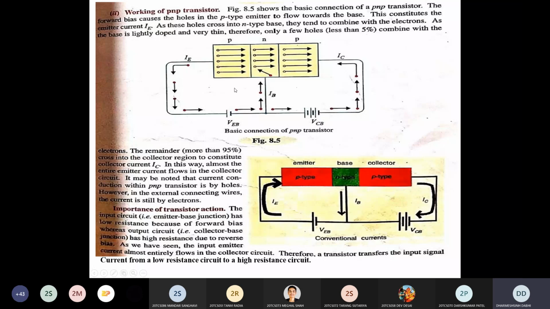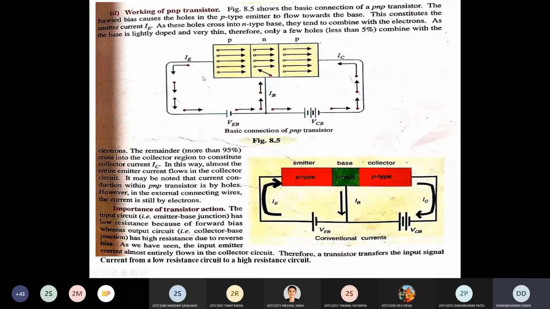But you can see that in the circuit, in this wire, the direction is reverse. Why? Because the current flowing in the external circuit shows the direction of electrons. As we know, the direction of electrons and holes are different. Clear? So suppose the holes are flowing in this direction, then electrons are flowing in exactly the opposite direction. So don't be confused about this direction.